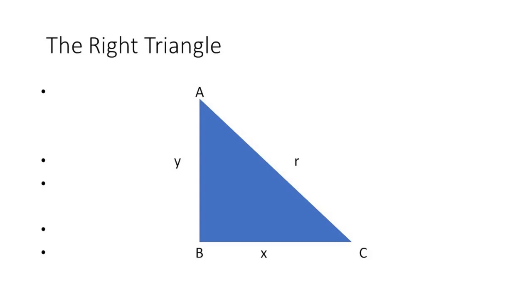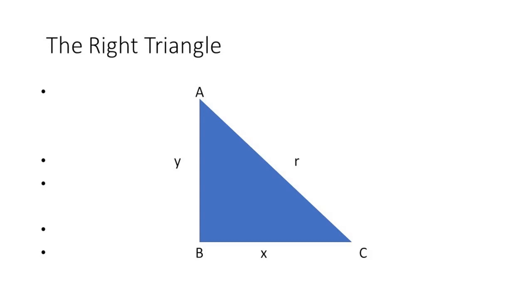So we have here the right triangle ABC. We have the indicated angles: the acute angle A, the acute angle C, and the right angle B. The sides of the right triangle we label: this side X, this side Y, and the hypotenuse labeled as R. If we are after the indicated acute angle A, the opposite side of acute angle A will be X, the adjacent side will be Y, and the hypotenuse is R.